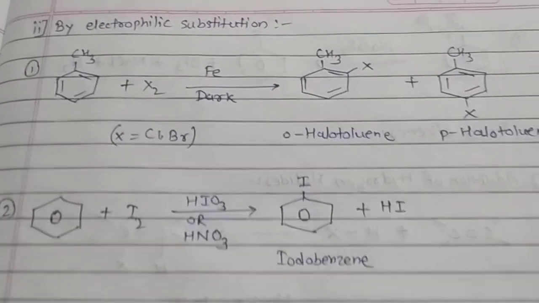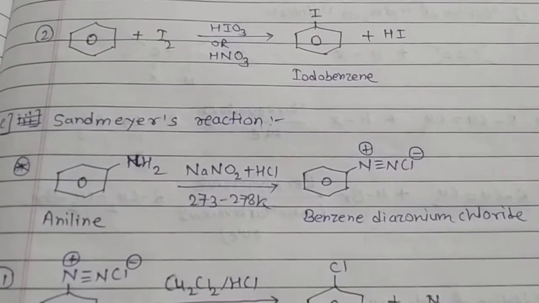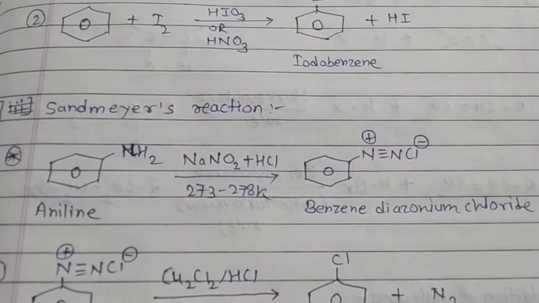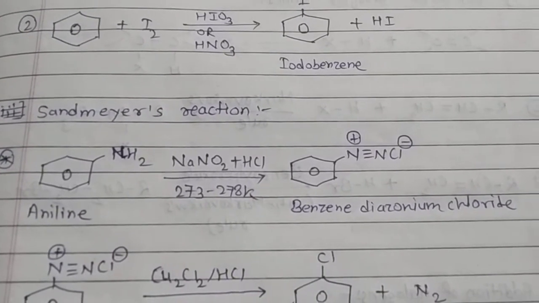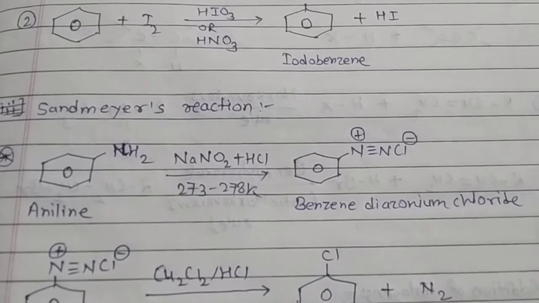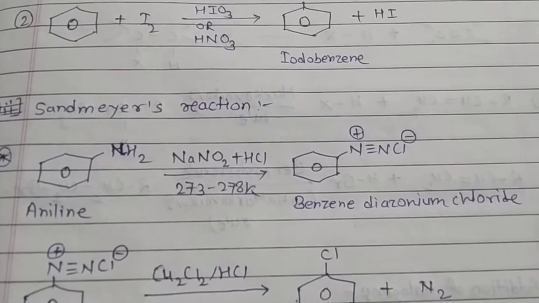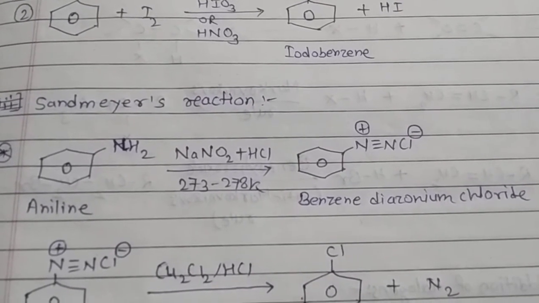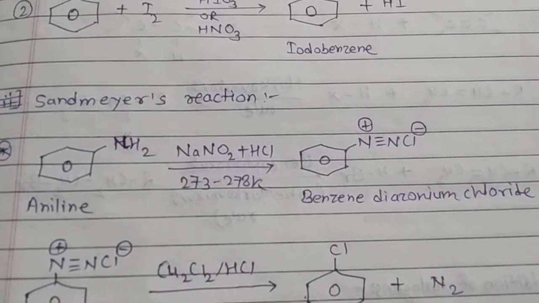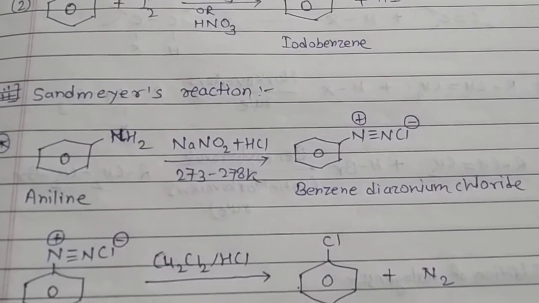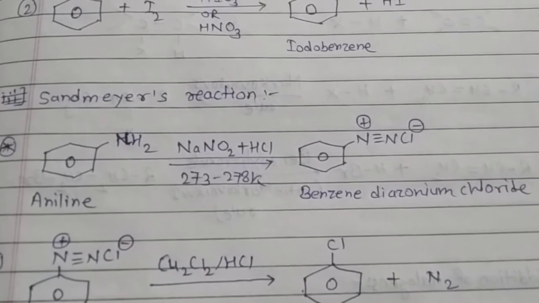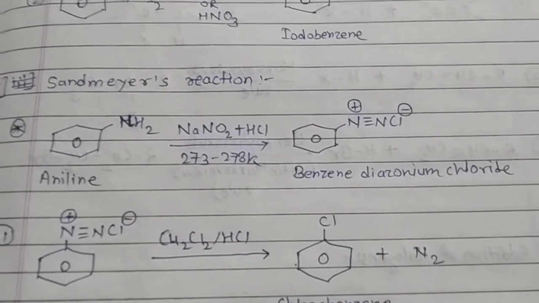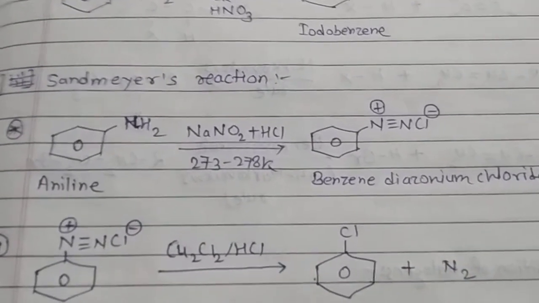Okay, next one, Sandmeyer's reaction. In Sandmeyer's reaction, aniline is used. So aniline is converted into halobenzene. Again NH2 is here. NH2 is a bad leaving group, so we have to convert that NH2 into a good leaving group. So here NH2 is converted into a diazonium salt. So let's see the reaction.